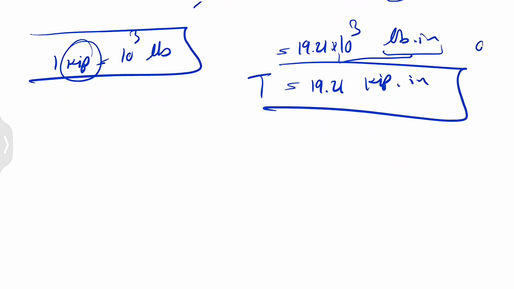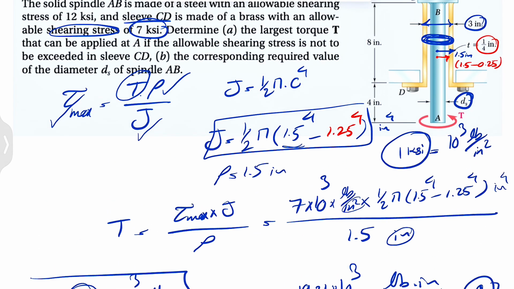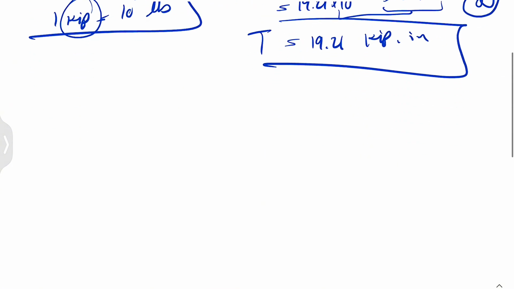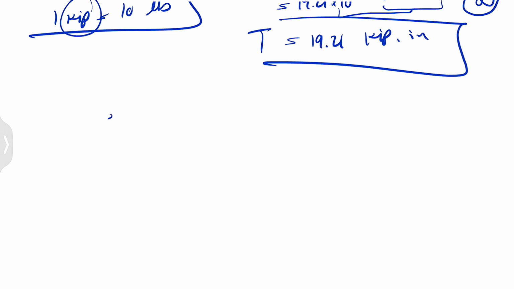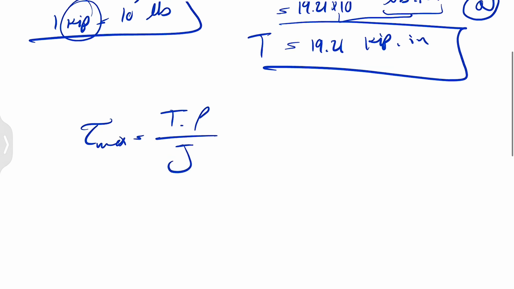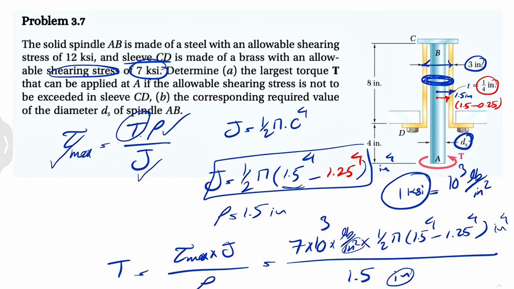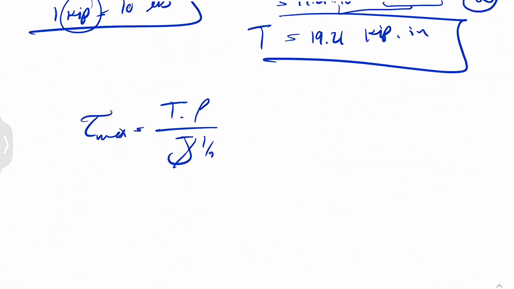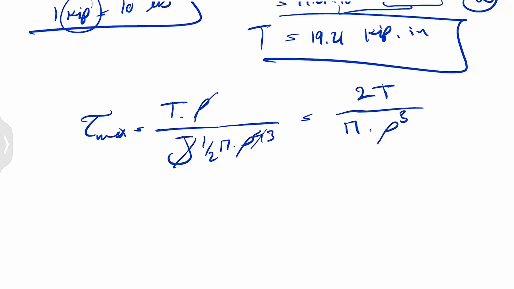So that was the A part of the question, and in the B part, we are missing the ds here, and we can find the ds based on the same formula. So we have our elastic torsion formula again, it's equal to T rho over J. Now that we have a solid shaft here, we can put one half of pi rho to the 4 because that's the same diameter. It's not a hollow shaft, so we can cancel one of these, and our formula will turn into, we can bring that up, pi times rho to the power of 3.